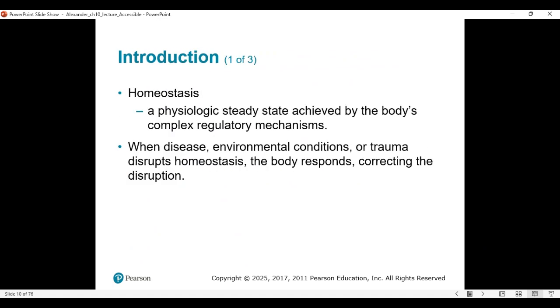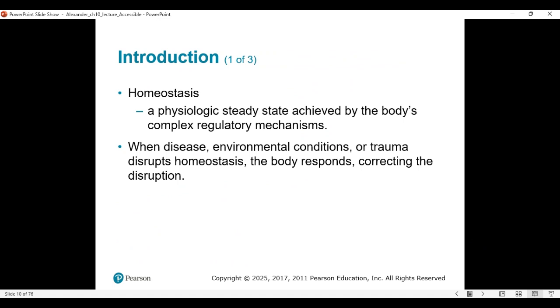All right. So what is homeostasis? It's the physiological steady state achieved by the body's complex regulatory mechanisms. So it's the body wanting to be in that neutral buoyancy or position, right? So it works for this homeostasis.